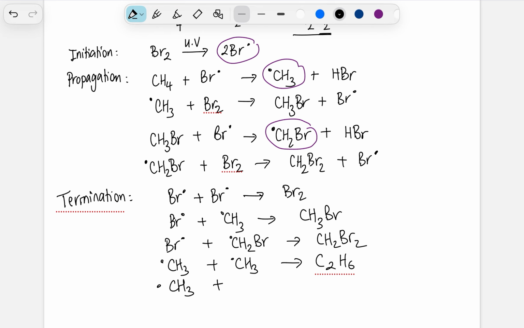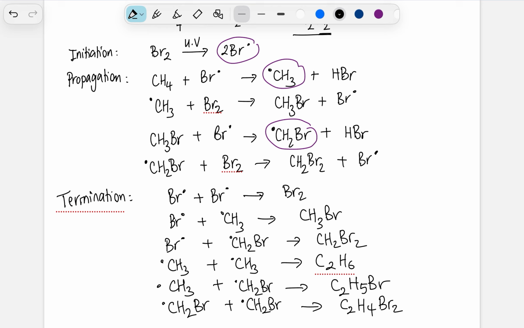CH3 radical with the CH2Br to form C2H5Br, or you could have two of these to form C2H4Br2. So I hope this was helpful.